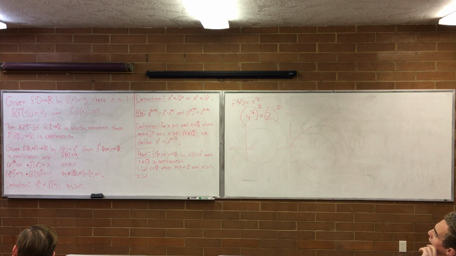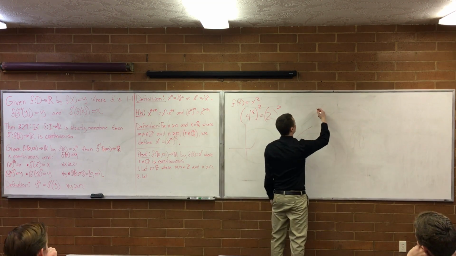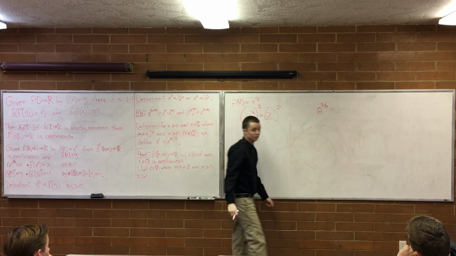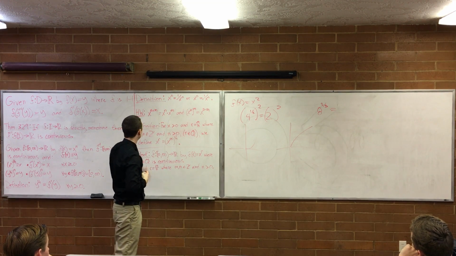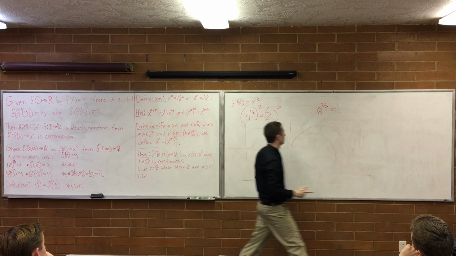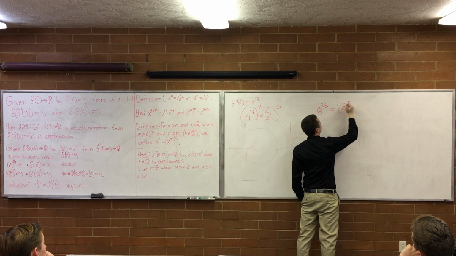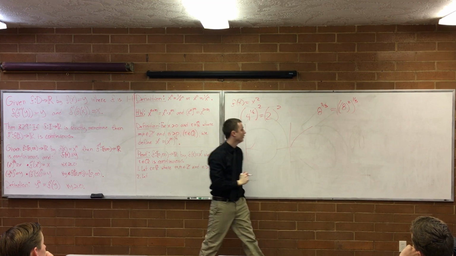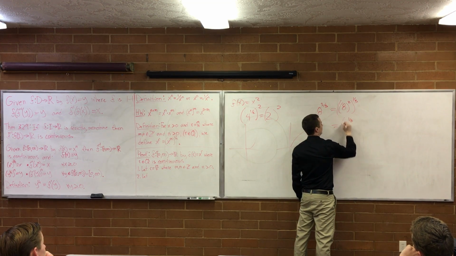Good? Alright, let's try another one. Let's do 8 to the 2/3. We're going to use some properties that we haven't used yet real quick. Such as, this is the same thing as 8 to the 2, to the 1/3. There's one way that we can think about it. Or we could have thought about it the other way around, which is 8 to the 1/3, to the 2.